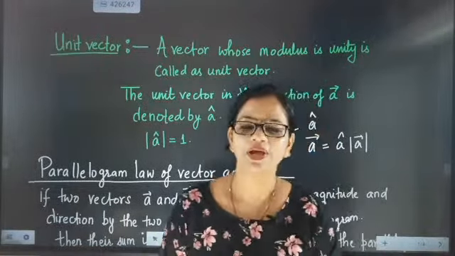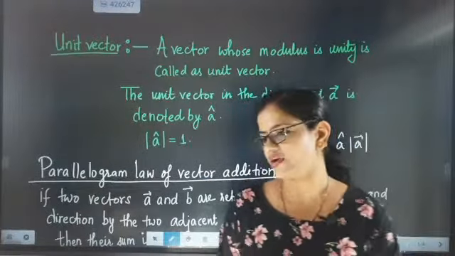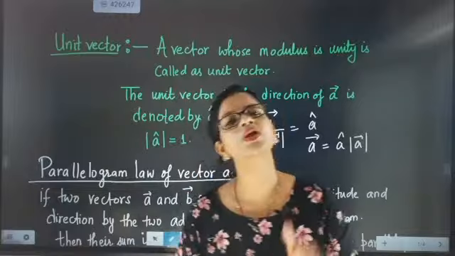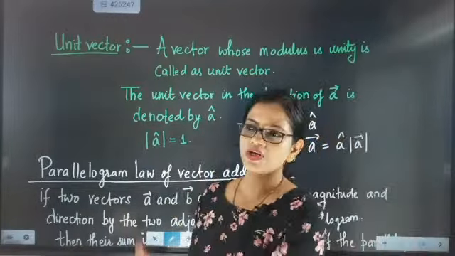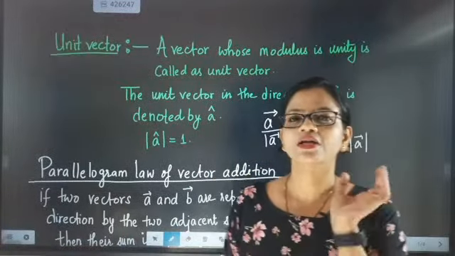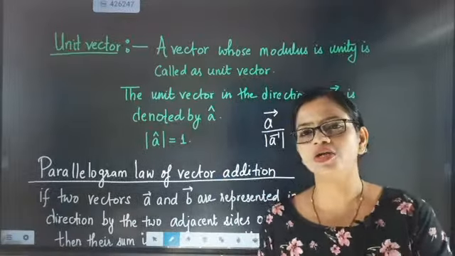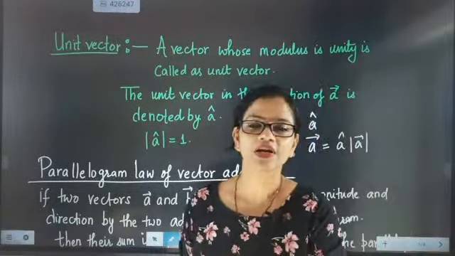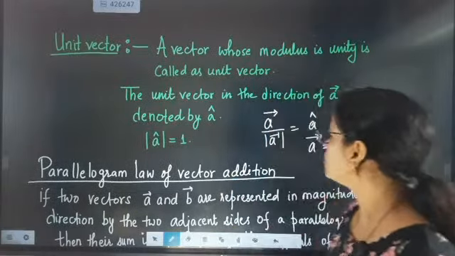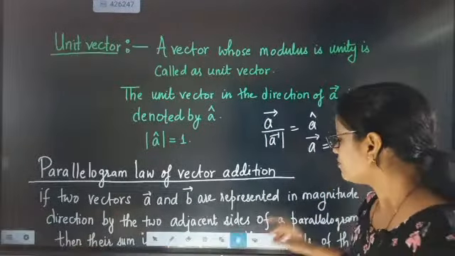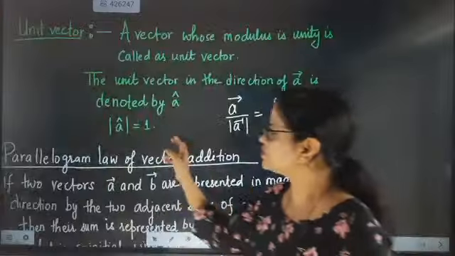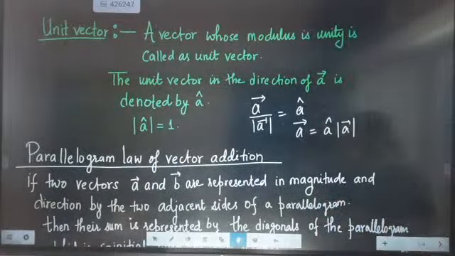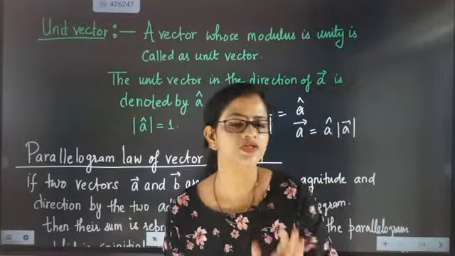But what if a magnitude is given to you and it does not have any specific direction? If magnitude, which means modulus, is multiplied with a unit vector which gives direction, then magnitude into unit vector will be exactly equal to a vector itself, because the unit vector is going to give direction to the vector. This is a very logical concept I am telling you.